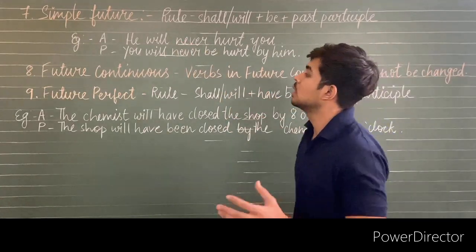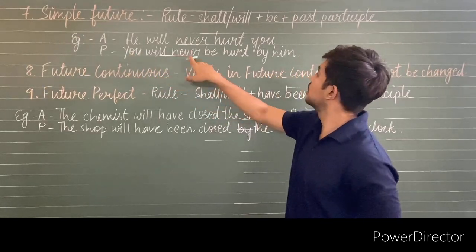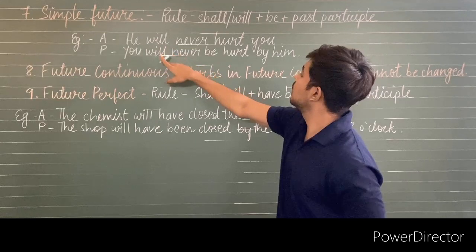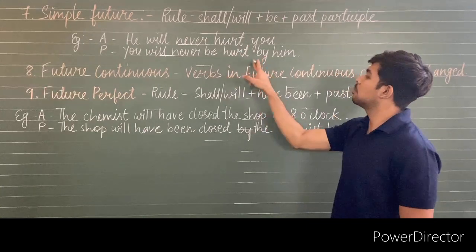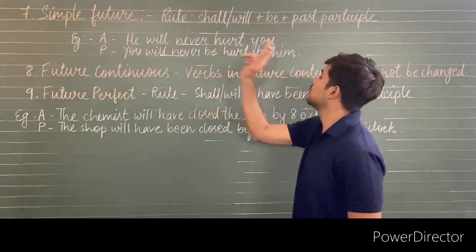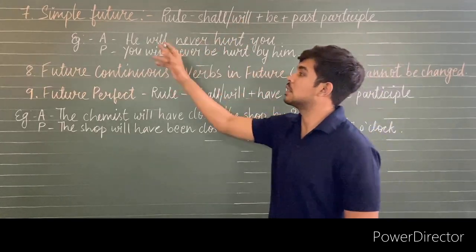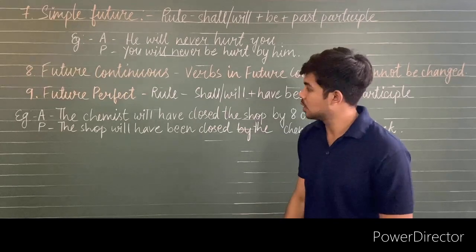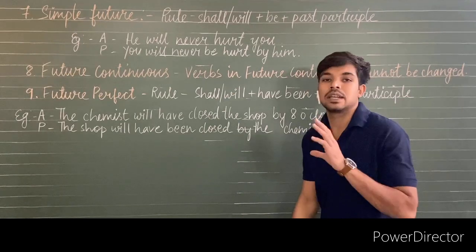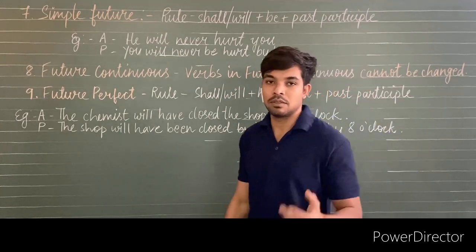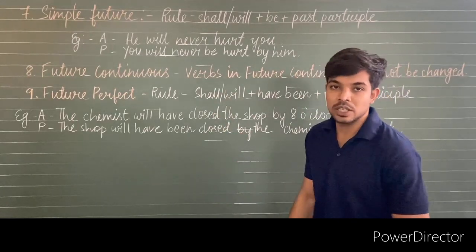This is the active voice. So now in passive it will become: you will never be hurt by him. He becomes him. So this was the formula for how we converted the simple future tense into a passive voice. Then after that, the future continuous tense. The future continuous tense cannot be changed into a passive voice as it is written. Verbs of the future continuous tense cannot be changed into a passive voice.